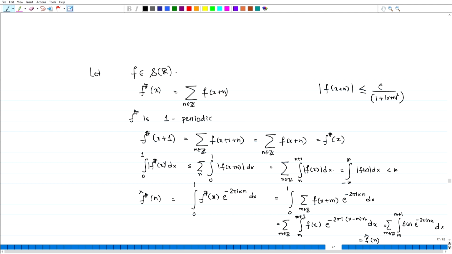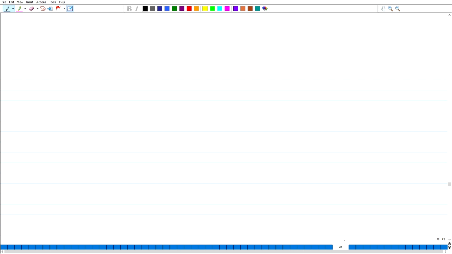So here we are taking the periodization of f, so that we can think of it as a one periodic function and do the Fourier series there, and the Fourier coefficients there are nothing but the Fourier coefficients of f at all those integers. Now f sharp is a nice function, so the inversion formula for Fourier series tells us that f sharp of x is equal to the summation over n in Z, from minus infinity to infinity, of f sharp hat at n e to the power 2 pi i x n.